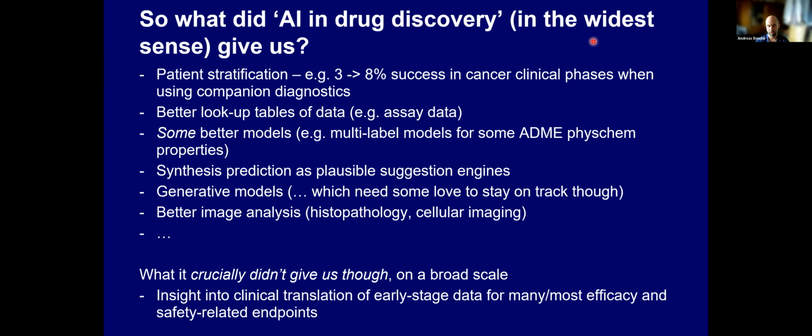Better image analysis, certainly. That's something that translates very well. Organ slices, yeah, imaging of organ slices, analyzing that. That actually, I think I would put on the plus side as well. But what it can give us is insight into the translation of early stage data for efficacy and safety related endpoints. Okay, and that's actually key, and that's what I mentioned in the beginning already. Which data do we need to predict safety and efficacy? Yeah, in many areas we still don't know that, and that would be the big breakthrough.